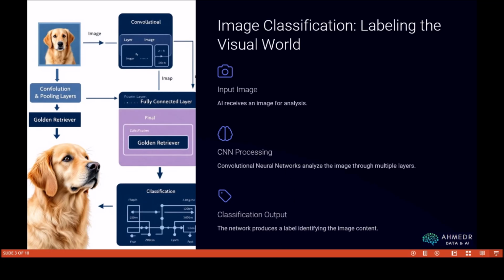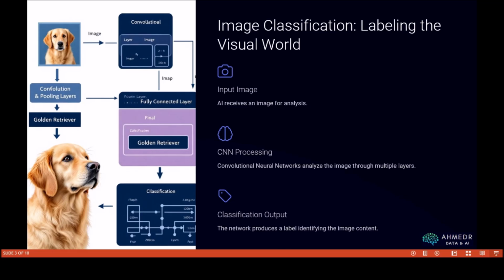An AI system uses convolutional neural networks, CNNs, to classify an image. A CNN breaks down an image into smaller regions to detect patterns like edges and gradually builds up understanding of the object, going from simple features to more complex ones. After passing through these layers, the network produces a classification label that tells us what the image represents.